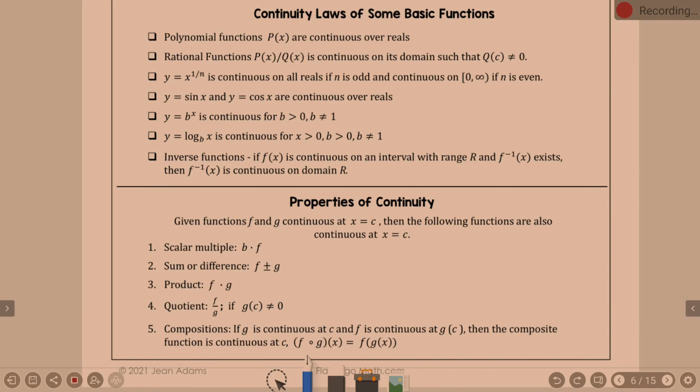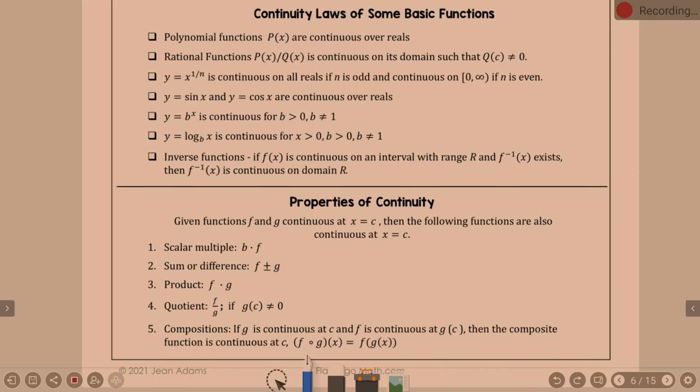Well, these polynomials are continuous functions. Whether it's an x squared function that's a parabola, or a cubic function that is some kind of increasing or decreasing function, they're always continuous over the reals. And you can use that when you express things. Rational functions, p of x over q of x, are continuous on their domain as long as q cannot equal 0, the denominator. Y equals x to the 1 over n is continuous if n is odd, and continuous from 0 to infinity if n is even. Okay.